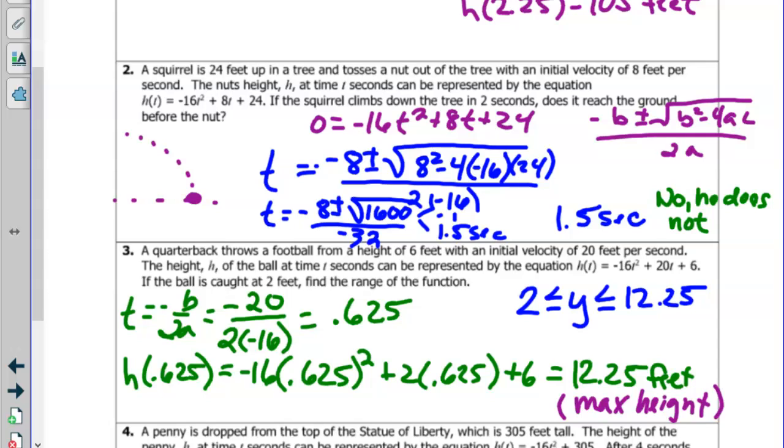Yes, Connor? What does that say to the right of the 12.25 in green? Feet. Right here. Yeah, what is that? Feet. Okay. And this would be seconds. Any questions on any of those? All right.